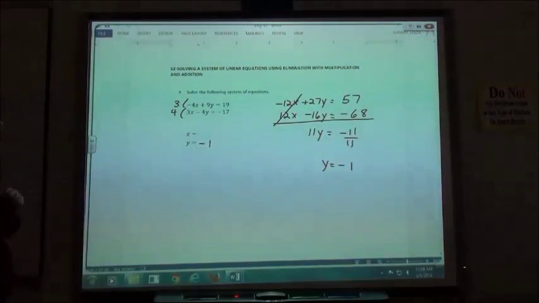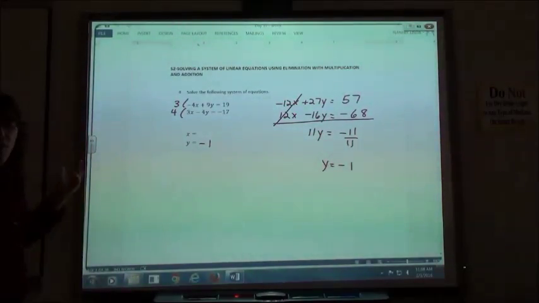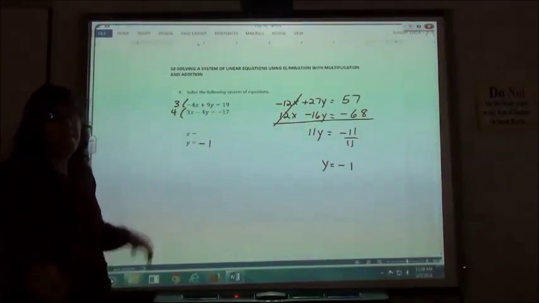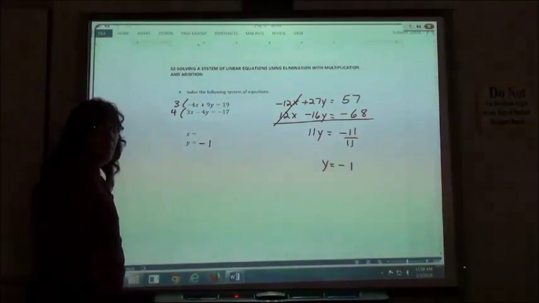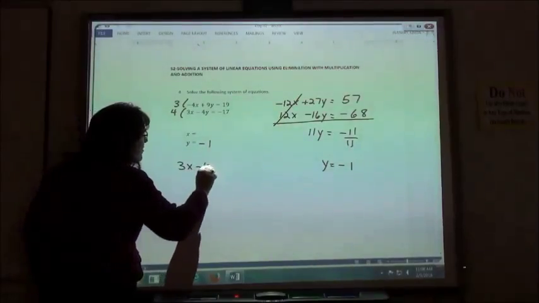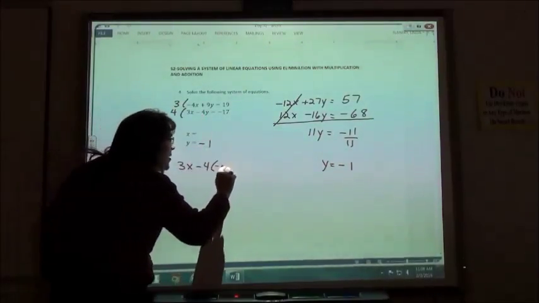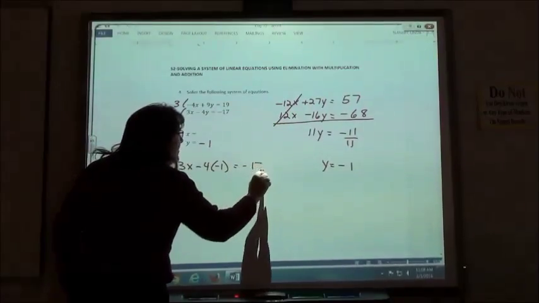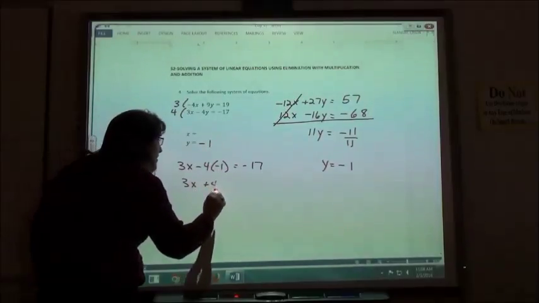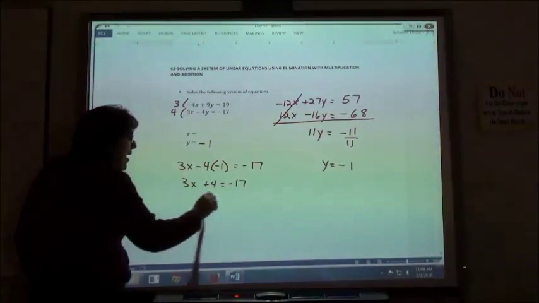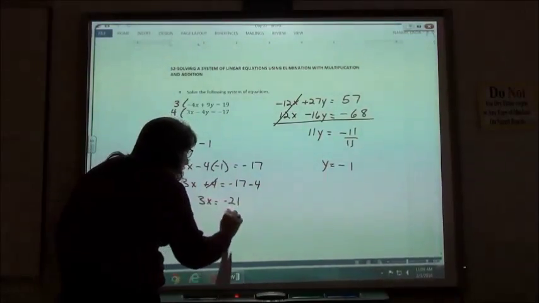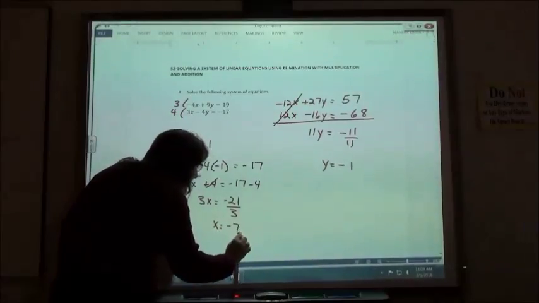Now, I want to find the x value. I don't have one of my equations solved for x, so I just pick whichever equation looks easier. I'm going to use the bottom one because the numbers aren't as big, so it shouldn't make any difference. So I'm going to do 3x minus 4 times the y value, which we said was -1, equals -17. So 3x, -4 times -1 would be plus 4 equals -17. I have to subtract my 4, so 3x equals -21. Divide by 3, x equals -7.